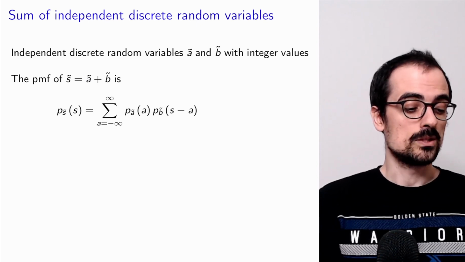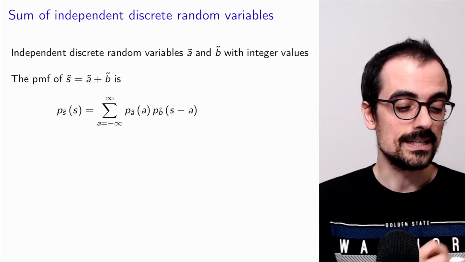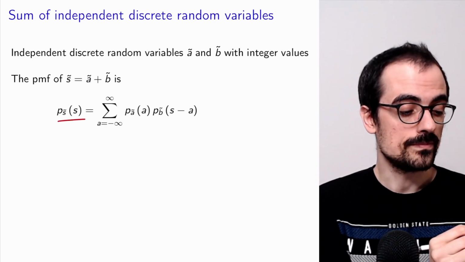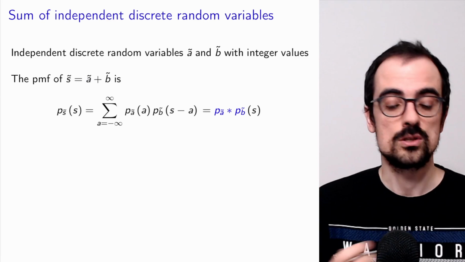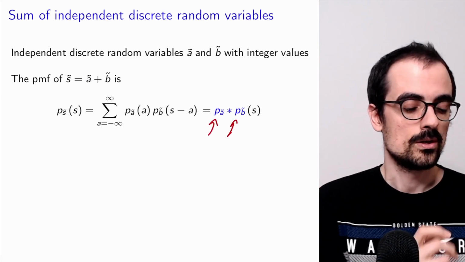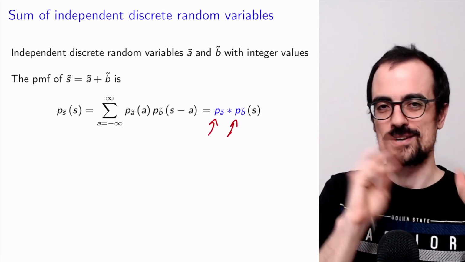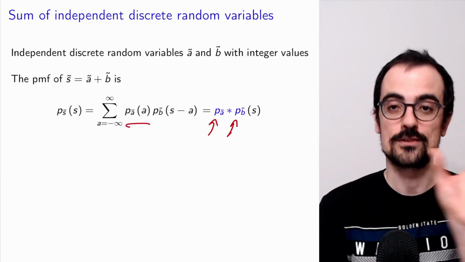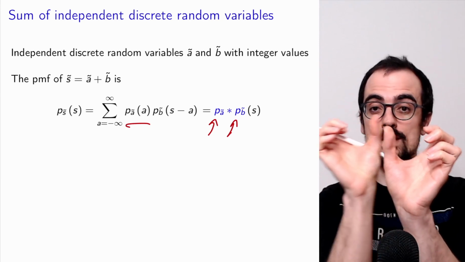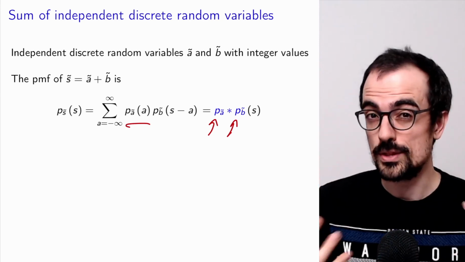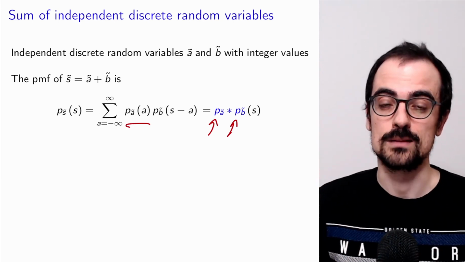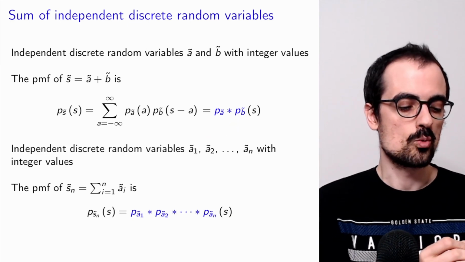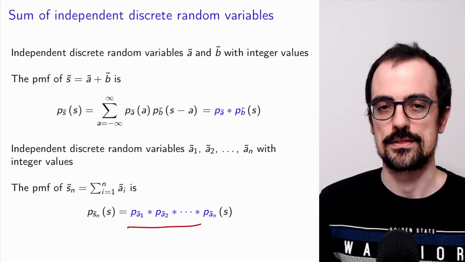Okay, so if we sum two discrete random variables that have integer values, the PMF of the sum is going to be equal to this quantity, which is the convolution of the individual PMFs. Essentially, we fix one of the PMFs and we run the other one over it, which has an effect of smoothing that PMF, to already give you a little bit of intuition. When we sum n discrete random variables, we're convolving all of their PMFs together.